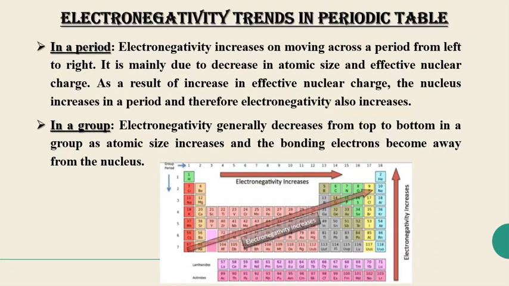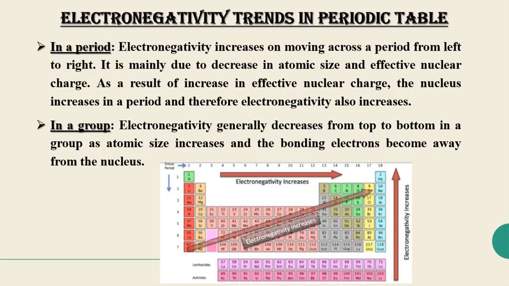Electronegativity trends in the periodic table. In a period, electronegativity increases on moving across a period from left to right. That means here in this periodic table, the electronegativity increases when we move towards the right side. It is mainly due to decrease in atomic size. When atomic size decreases and effective nuclear charge increases, the nucleus has more tendency to attract the electron. That's why in a period the electronegativity increases when we move forward.